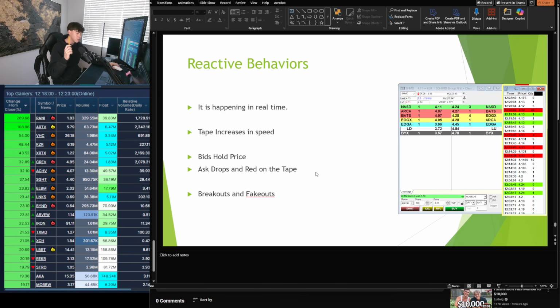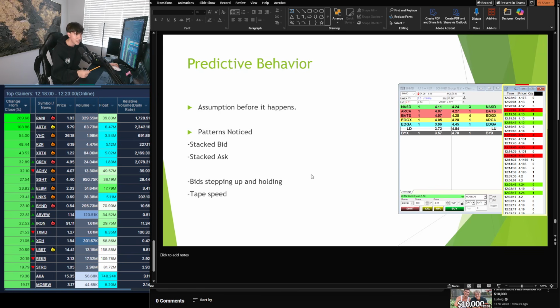So this is reactive behavior and predictive behavior. And then we can disassociate both of these while we're reading level two and actively take control of our own trading to be a better trader, taking better entries, better exits. And we can go really from this level here.